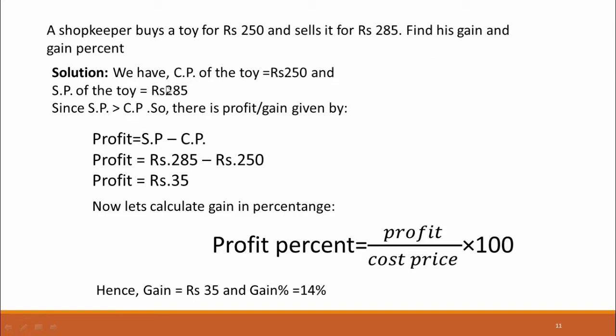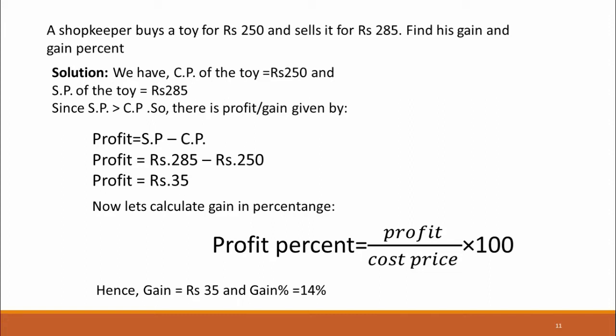In this example, the cost price of the toy is 250 and the selling price is 285. Since the selling price is greater than the cost price in this problem, there is a profit, which is given by, first of all, finding the profit by using the profit formula: selling price minus cost price. So profit is equal to the selling price 285 minus the cost price 250. Subtracting 250 from 285, we obtain 35.